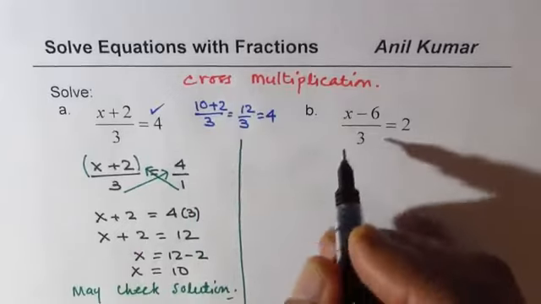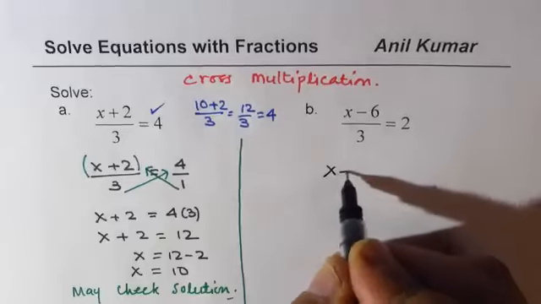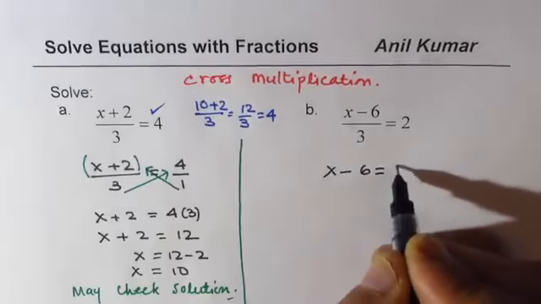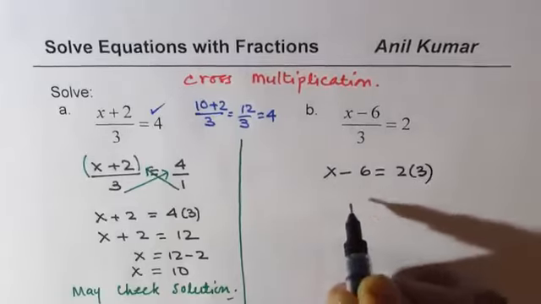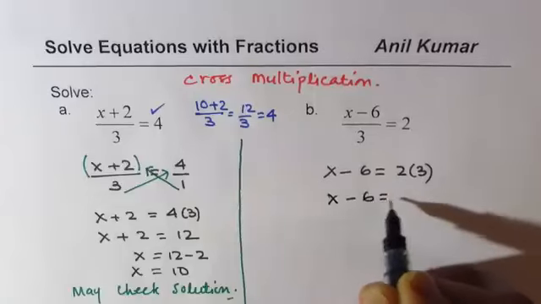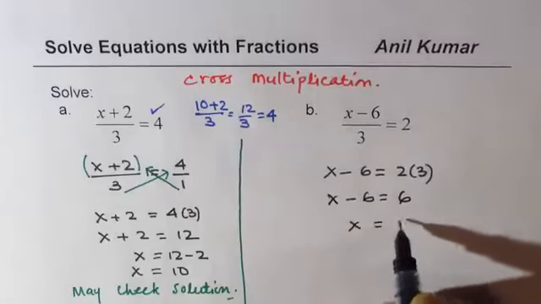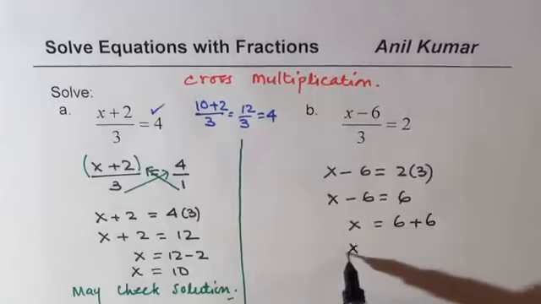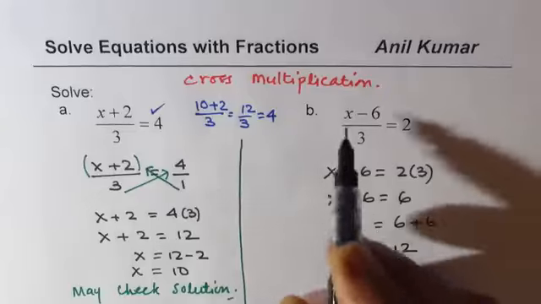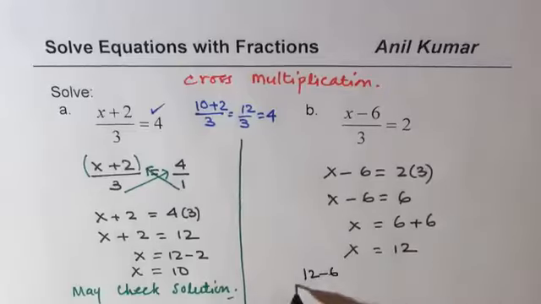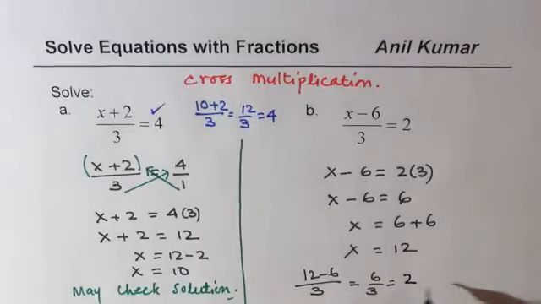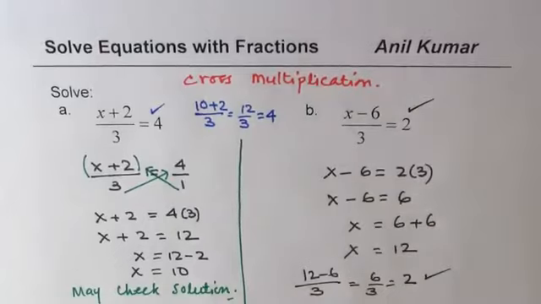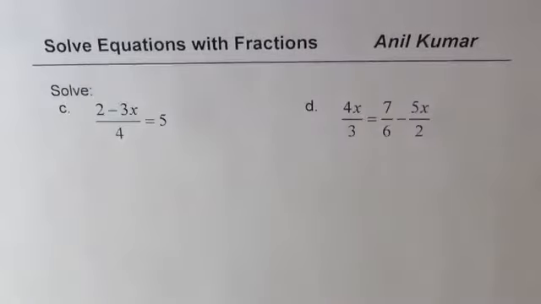Let's apply it once again. So we get what? We get x minus 6 equals to 2 times 3. So that is x minus 6 equals to 6. X is equals to 6 plus 6. So x is equals to 12. And you can check your answer. 12 minus 6 over 3 is 6 over 3, which is indeed 2. So that's what you expected. Correct. Okay. So we have another similar kind of equation.